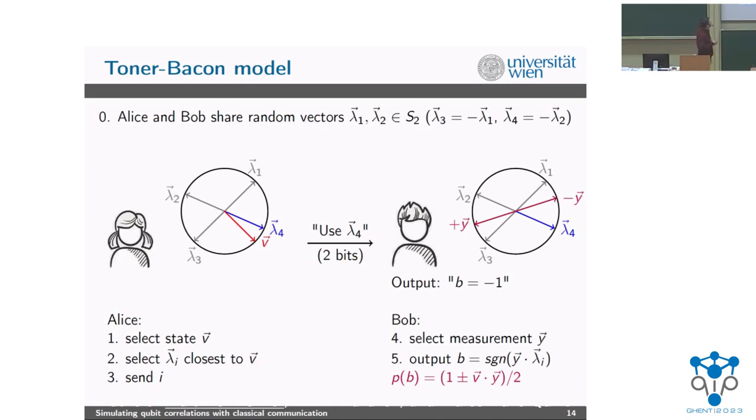And this looks pretty deterministic, so where's the randomness? Quantum mechanics has probabilistic outcomes, so where do the probabilities come from? They come indeed from this randomness that they share in the beginning. So more precisely, in this particular situation, she picks lambda 4, and then he outputs minus 1. But if these vectors were distributed differently in the beginning, then maybe she would pick a vector that is here, and that would be closer to plus 1. And it turns out that on average, Bob exactly outputs plus and minus 1 with the correct probabilities.